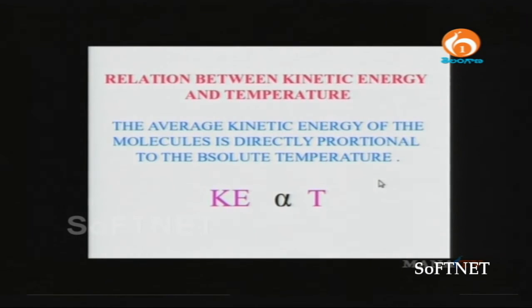Relation between kinetic energy and temperature. The average kinetic energy of the molecules is directly proportional to the absolute temperature, KE ∝ T, where T is the absolute temperature.